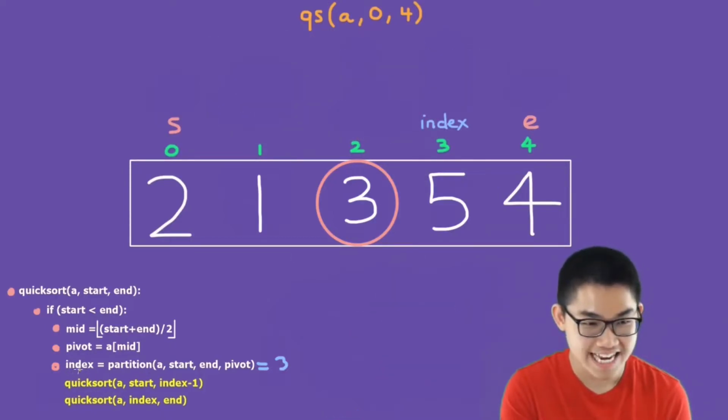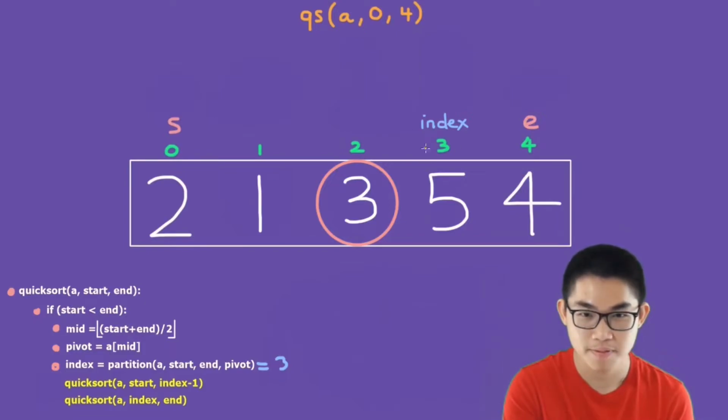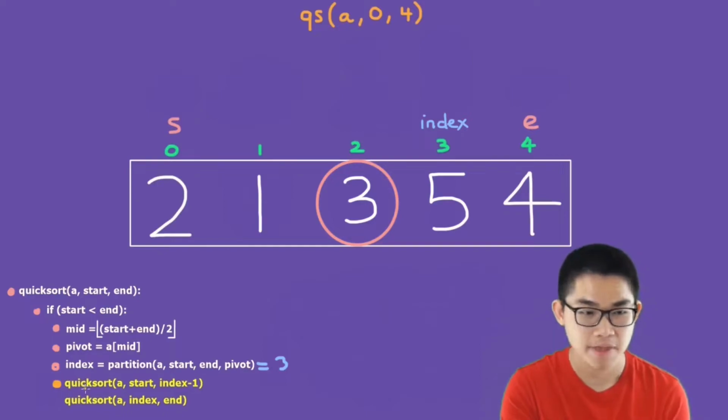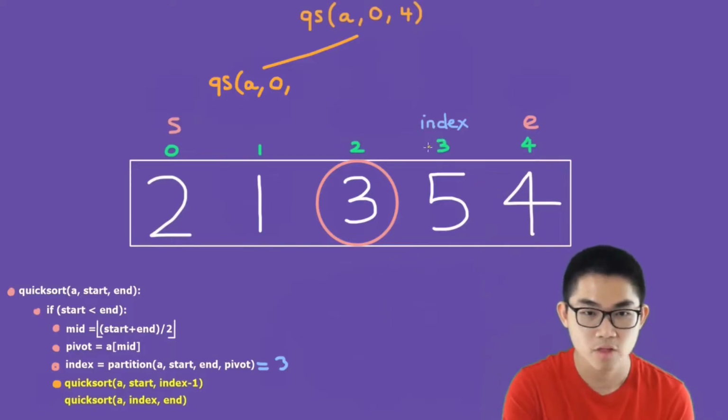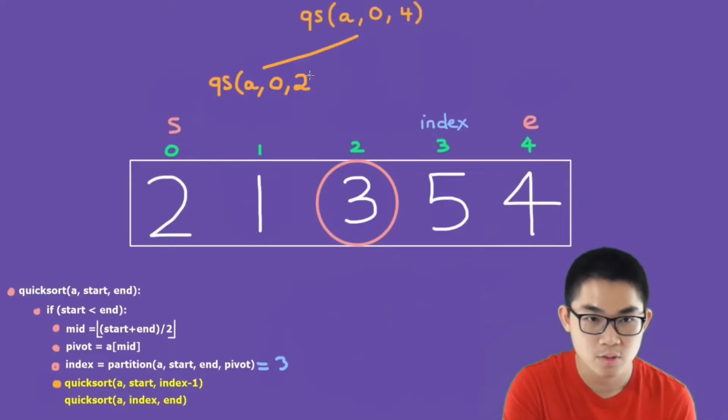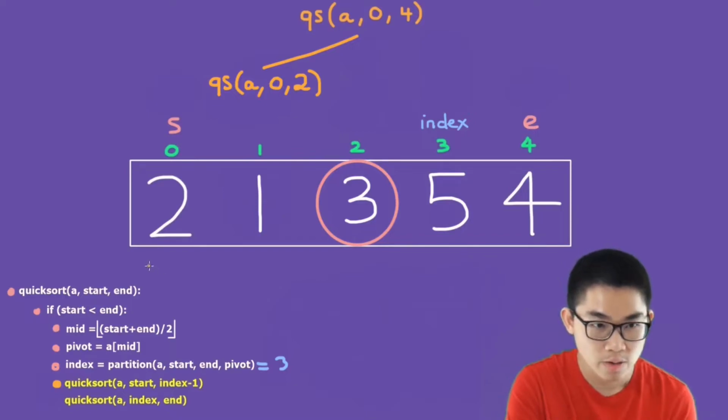So we know that the index is at 3. So this would be our index right here. And let's move on to the next step. This time, we want to quicksort the array from the start to the index minus 1. So let's actually draw it out. We have quicksort, we pass in the array, the start is at 0, and then index minus 1. Index is 3, 3 minus 1 is 2, so it would be 2 here. So this quicksort would go from here to here because that's index 0 to index 2.